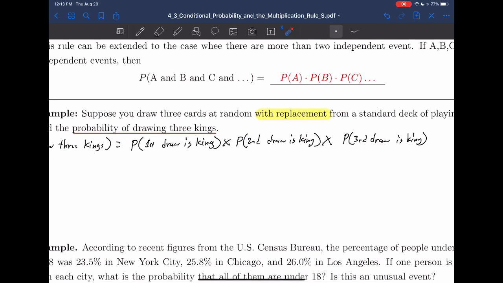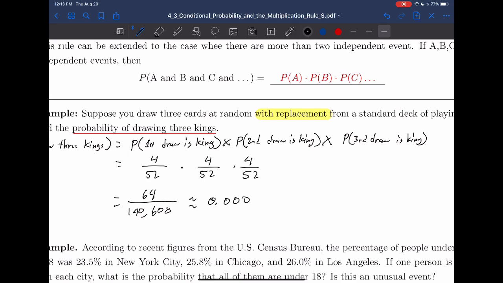And since we're dealing with replacement, all of these probabilities should be the same. So since there's only 4 kings in the standard deck out of 52, this should be 4/52. And this number should be the same for all three probabilities because we're dealing with replacement. This should be 64 over 140,608, which is about 0.0005. And this is a really small number, which makes sense because picking three kings randomly from a standard deck of cards, it's a very low probability that you could do that.